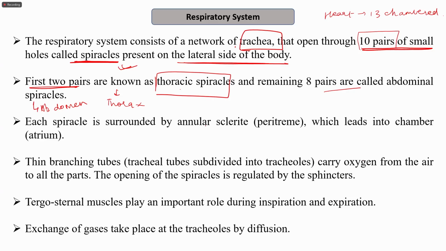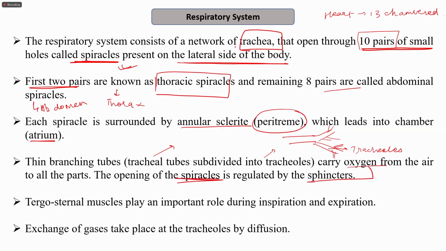So each spiracle is surrounded by an annular sclerite, known as the peritreme, which leads into a chamber called the atrium. These branching tracheal tubes are subdivided into very small tubes called tracheoles that carry oxygen from the air to all the parts. The opening of spiracles is regulated by sphincters.